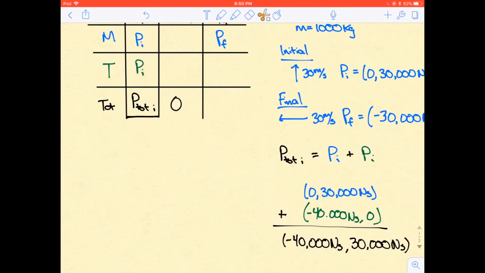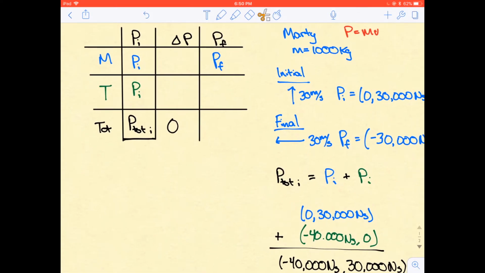Alright, and from there, you see that the initial total momentum plus 0 equals the final total momentum. Basically telling you they're the same exact thing. So, just going to paste that in there again. I'm going to find the change in momentum for Marty.